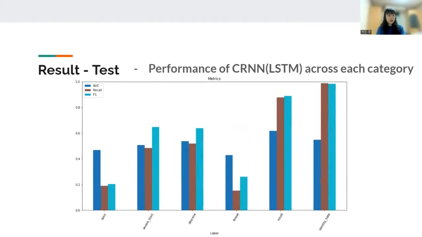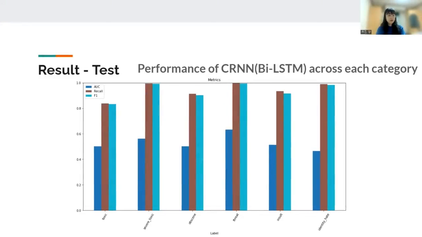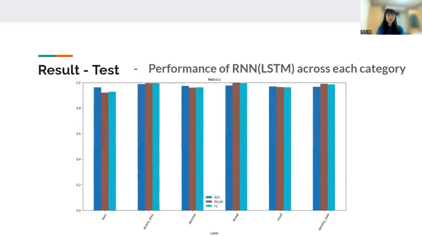We can see that CRNN with LSTM model is not a good model. The result of CRNN with bidirectional LSTM model is like this. You can check that the results of RNN models are quite high for all categories. Thus, we can conclude that the RNN structure is suitable for our purpose.